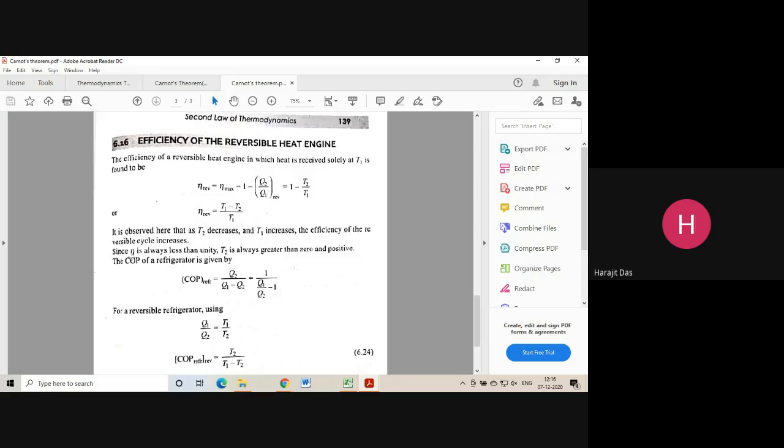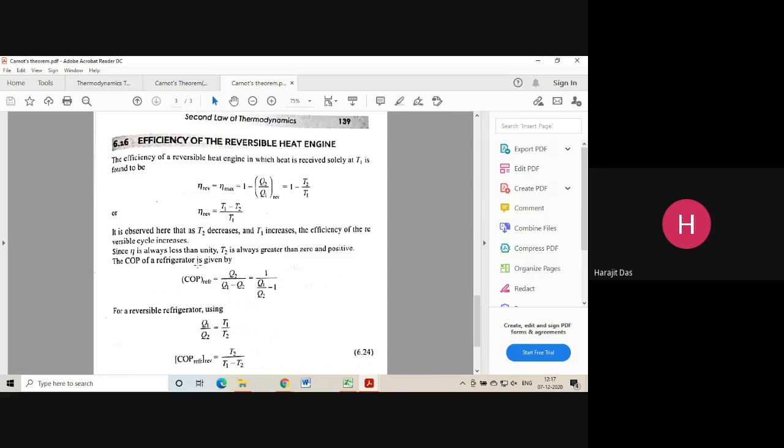minimum. So since eta is always less than unity, T2 is always greater than 0. T2 cannot be 0, otherwise it will become a PMM2 machine, and it should have some positive finite value. Next one is the reversible refrigerator.